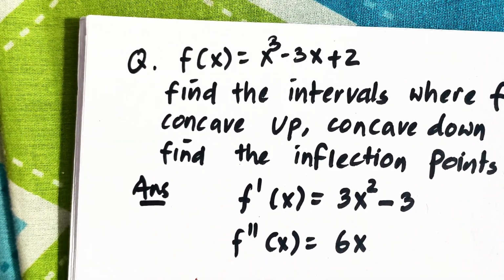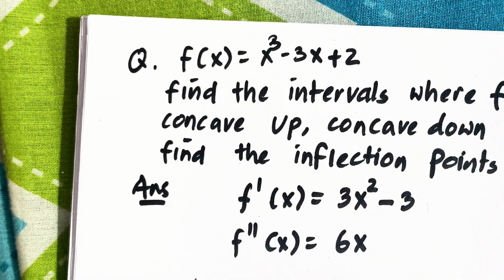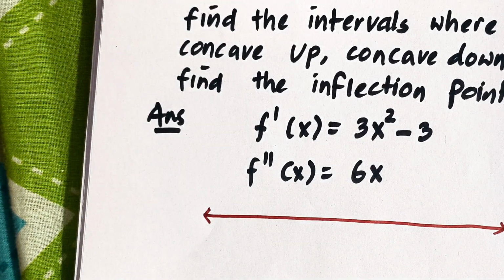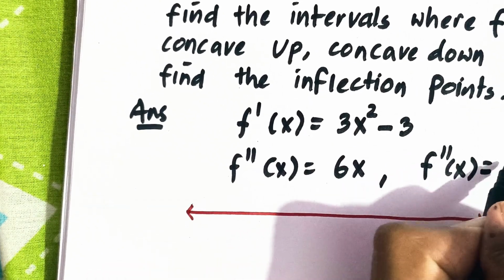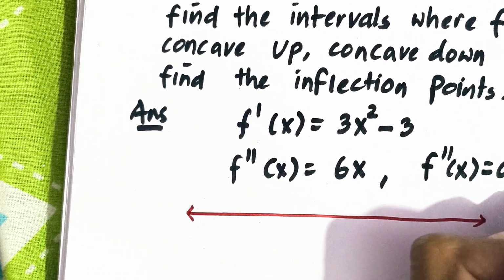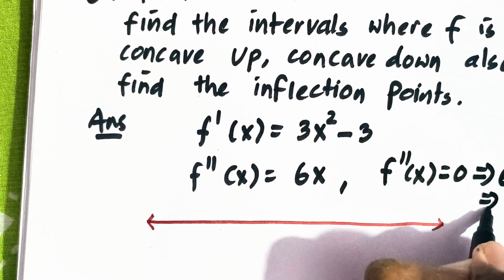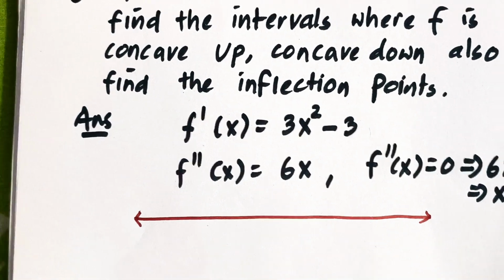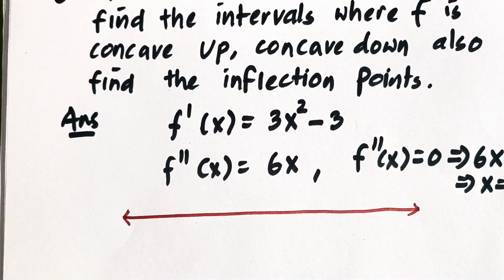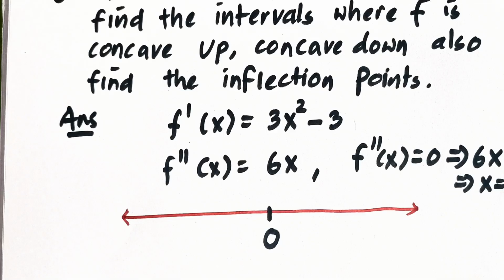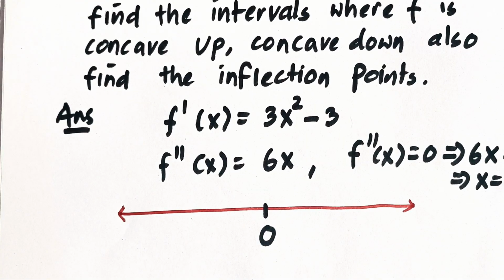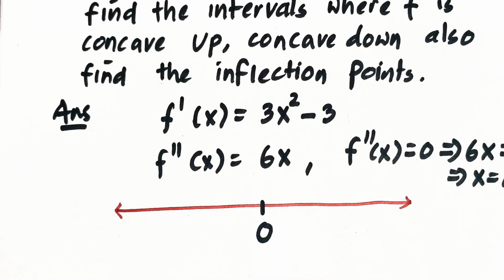Here we'll make our real number line, and we'll find the point where f double dash of x is 0. Here our f double dash of x is 6x, and it becomes 0 at x equals 0. So at 0, our double derivative is 0. We will plot that point. So we have 0 here, and this point divides our real number line into 2 parts, and from each part we'll pick one point and check the sign of f double dash.